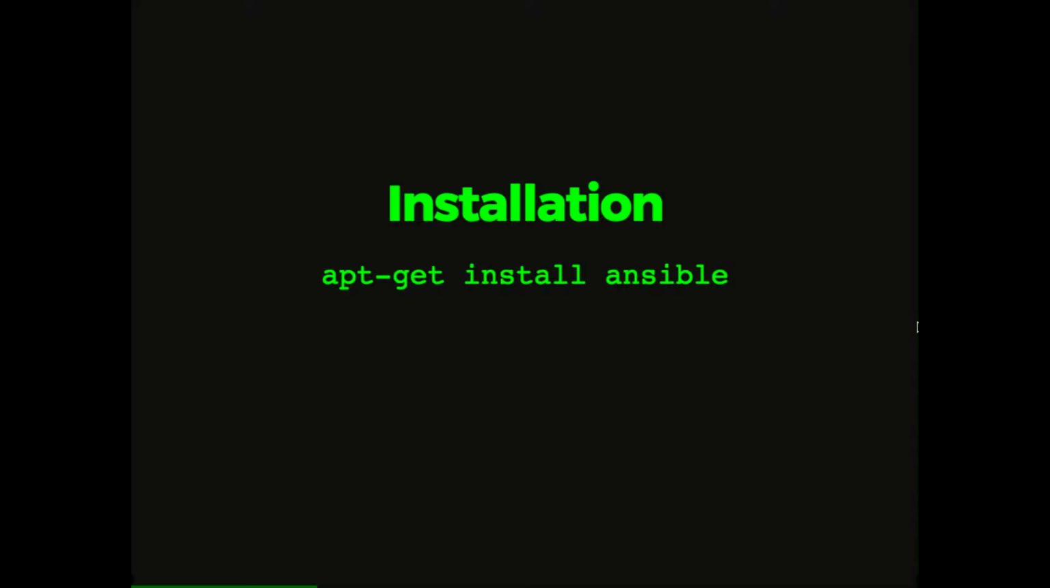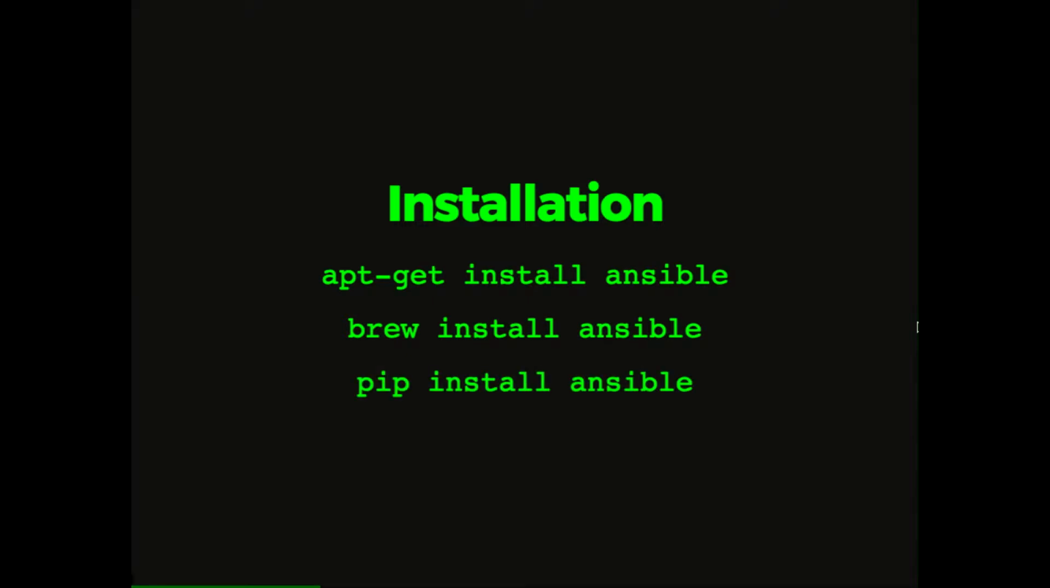So how do you install Ansible? On most Debian-based servers, you're going to do an apt-get install ansible. On Mac OS, you can use Homebrew. You can do brew install ansible. But you could also use the default Python package manager, pip, to install it, and this will actually download the most recent version directly from the Ansible project itself. And that's the recommended way to do that.